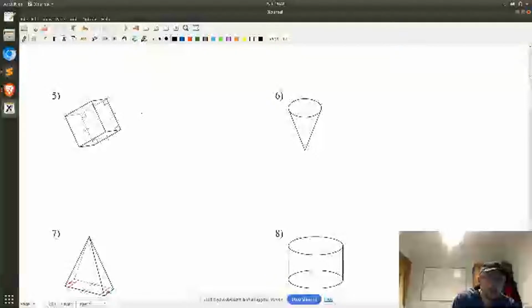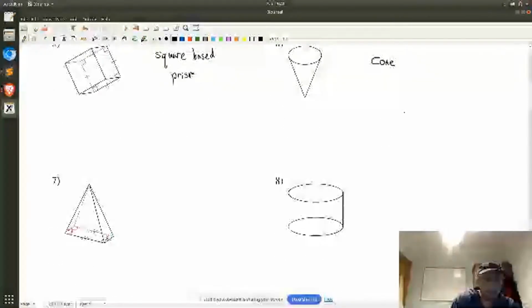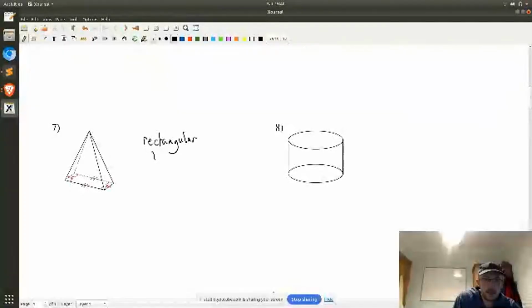And here I would call it a square-based prism, but I may be wrong. It's a cuboid, of course, as well. This is a cone. This is a rectangular-based pyramid. This is a cylinder.